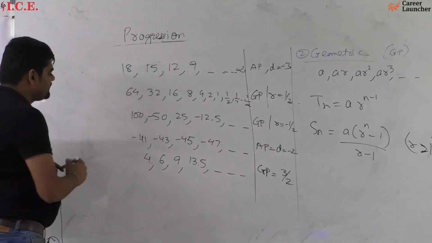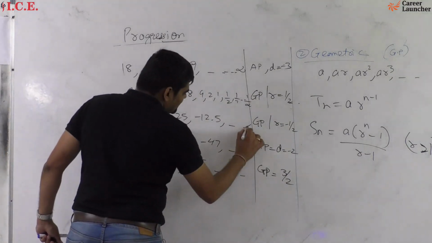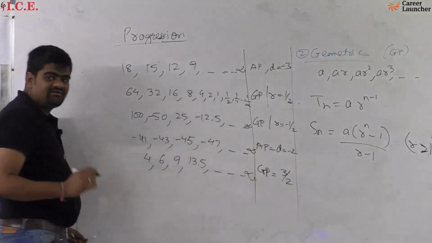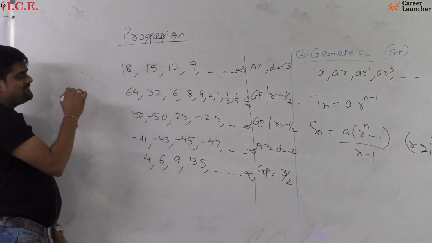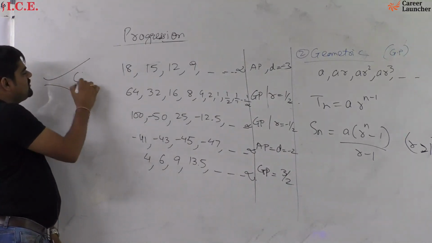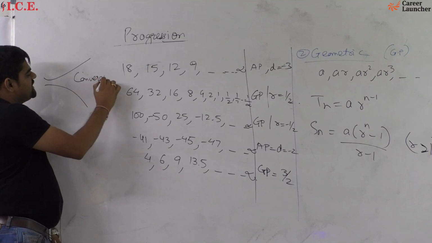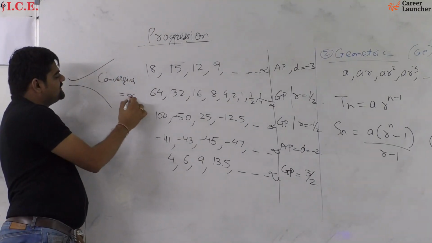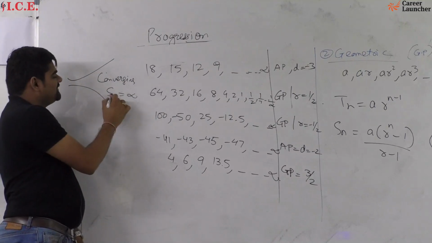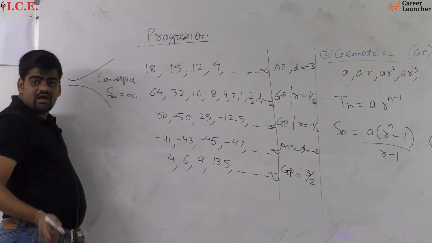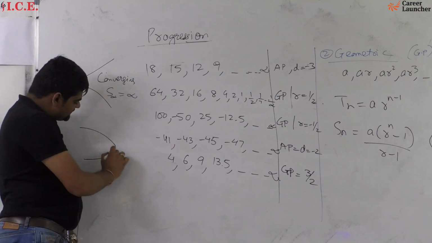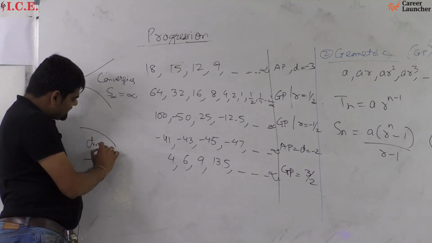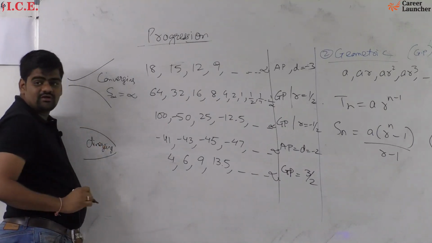Try to understand, whenever there is an infinite series, there will be two types of series. One is called a converging series, which will keep on increasing, and their answer will always be infinite. The sum of infinite terms is always infinite. And there is another kind of series, which are called diverging series. That means they will end up somewhere or the other.